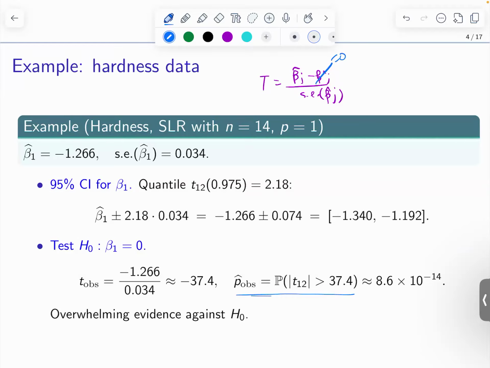This is a t, so it has heavier tails, it's more likely, but as the degrees of freedom go up, it becomes less likely. And it turns out in this case, it's like 10 to the -14 times 86. So this is certainly less than 0.05, the nominal or standard significance level alpha, so you would reject the null, right? Overwhelming evidence against the null.